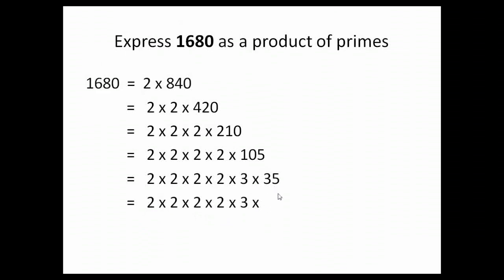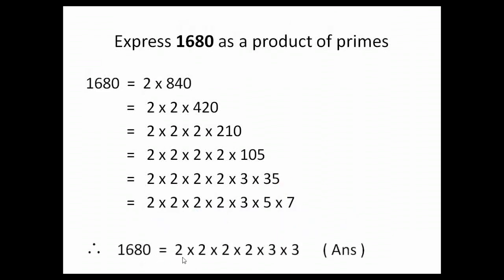Now 35 can be further factorized. 3 cannot go now, so 5 can go in this because the ones place has 5. So 5 we can multiply 7 times to get 35. Now we observe that all the numbers here are prime numbers and cannot be factorized further. So it means 1680 can be represented as a product of primes, that is 2 into 2 into 2 into 2 into 3 into 5 into 7. So we have represented 1680 as a product of primes.